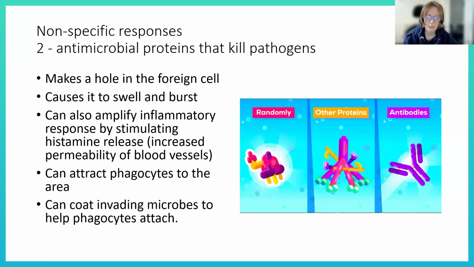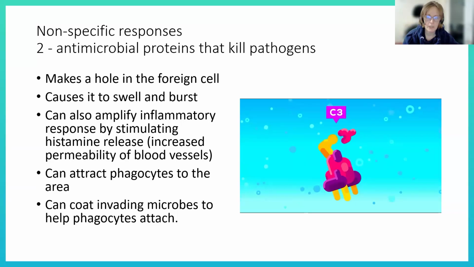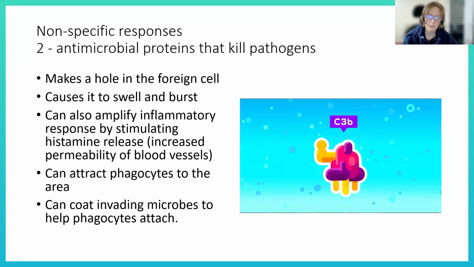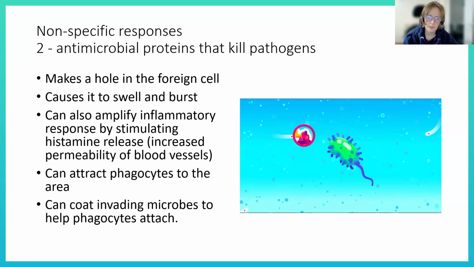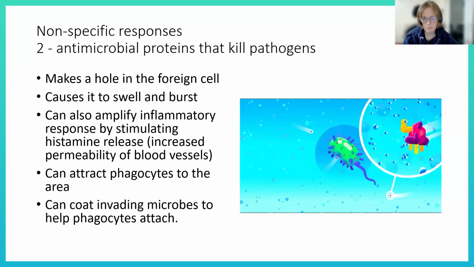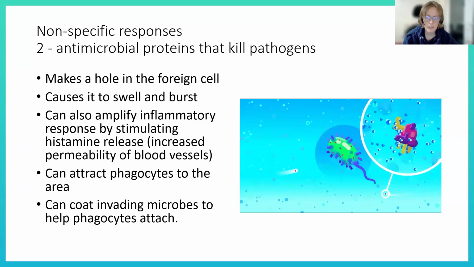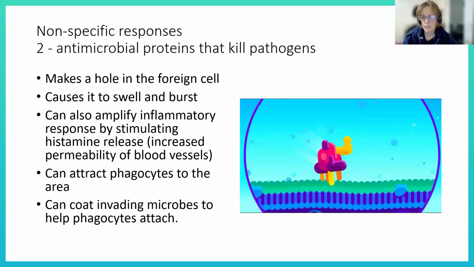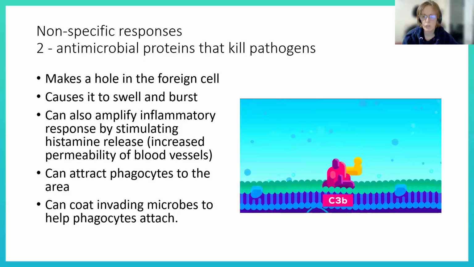So it can happen randomly or it can get triggered to happen. So this one's called C3. It breaks into two parts. You don't need to know these names at all. One of those parts is going to go and stick to bacteria, fungi, and viruses. If it doesn't find a bacterium quickly, it just dies off. It's a protein, so it can't die, but it doesn't work anymore.